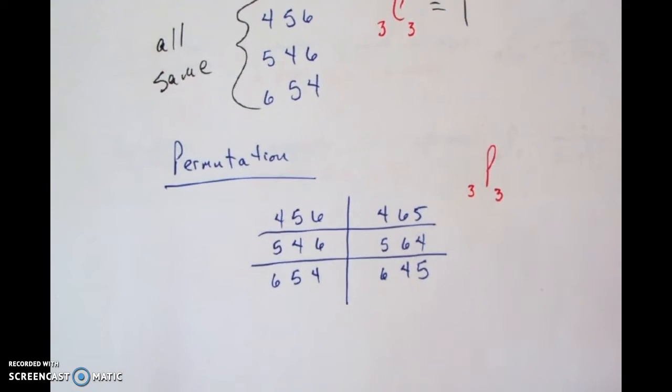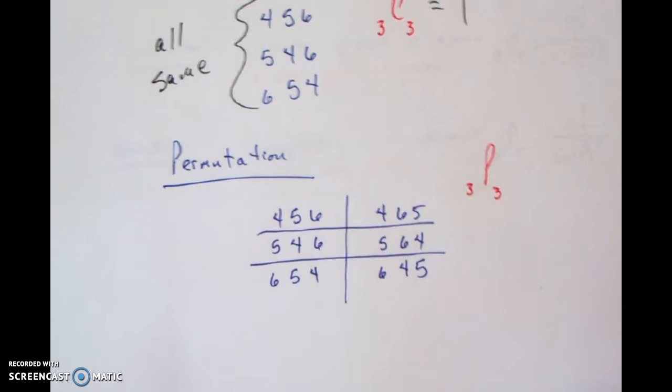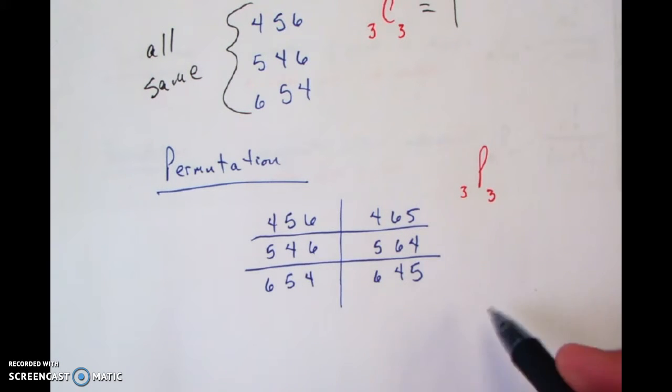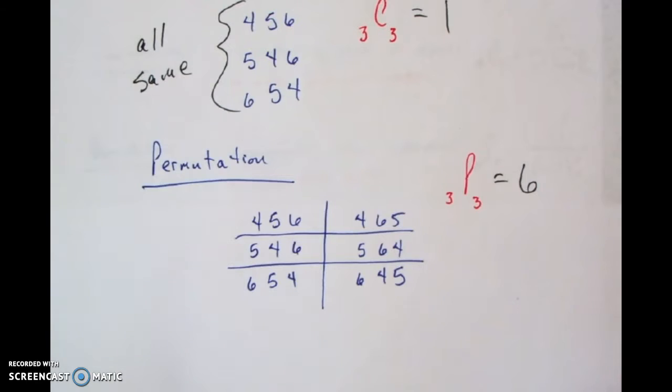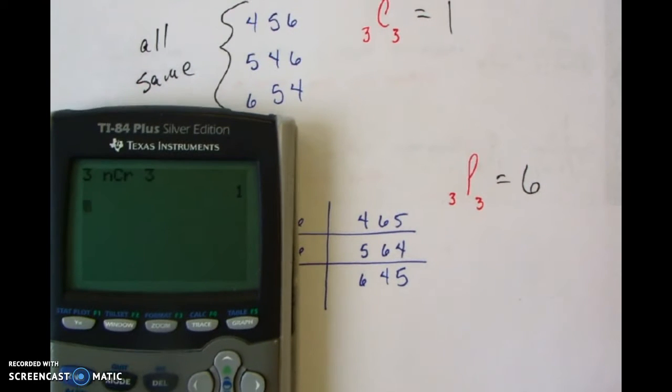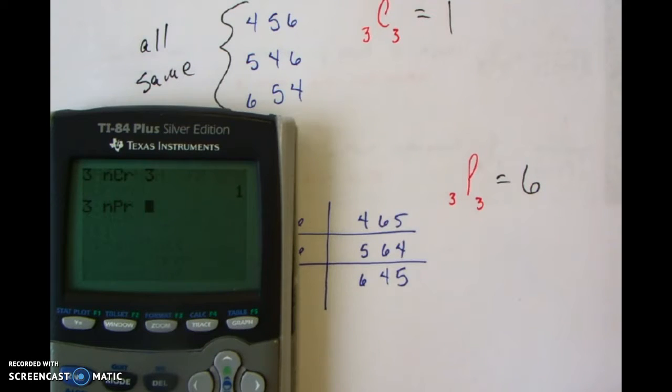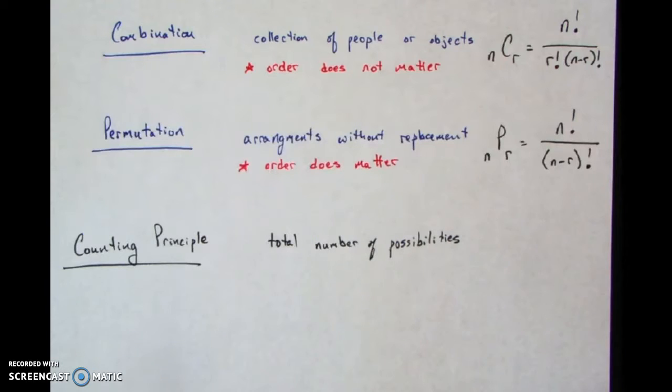Whereas with these same numbers, 4, 5, and 6, if we're talking about a permutation, now the order does matter. And so all of these are different. So we can see that there's 6 possibilities. And if we're doing a permutation on our calculator, again, I have 3 numbers I'm choosing from. I go to math, over to probability, it's the second one there. And I'm going to choose all 3 numbers. How many arrangements of those 3 numbers would I have? And there's 6 possibilities.